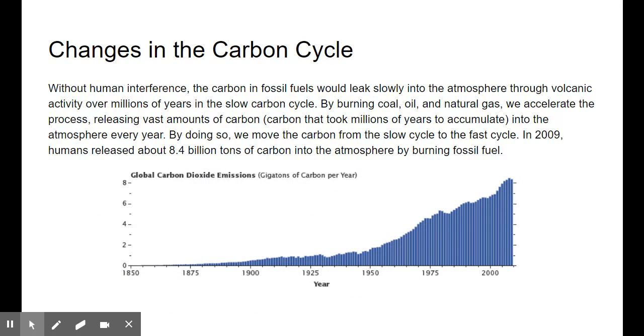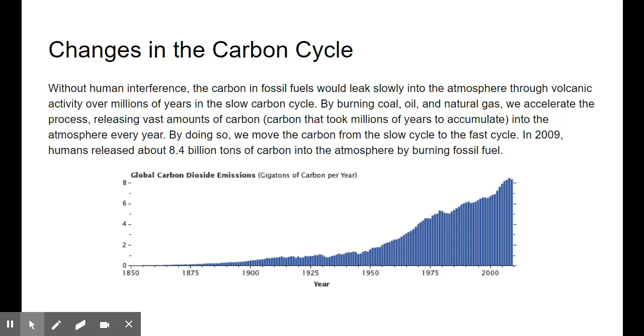So without human interference, the carbon in fossil fuels would leak slowly into the atmosphere through volcanic activity over millions of years in the slow carbon cycle. By burning coal, oil, and natural gas, we accelerate the process, releasing vast amounts of carbon into the atmosphere every year.